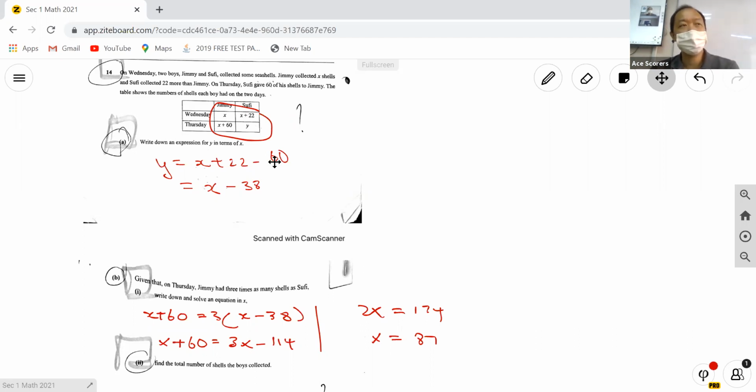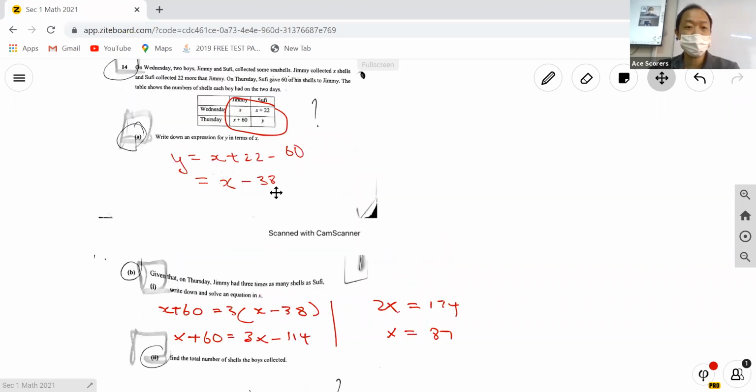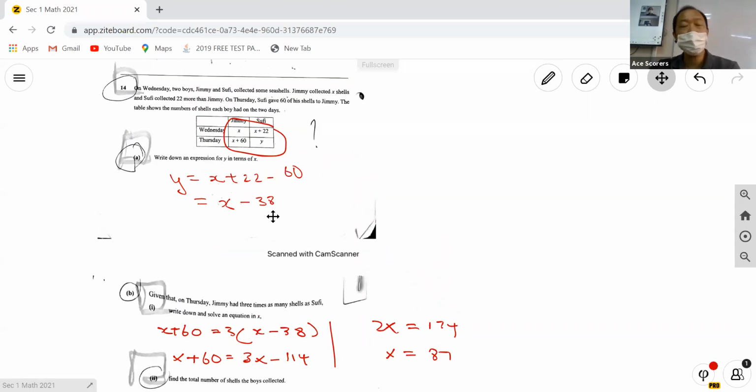It's a very simple one. As I mentioned, in sec one the majority of the stuff is still algebra. So even though it's percentage, we might come back to algebra again. We'll see algebra again and again, non-stop.